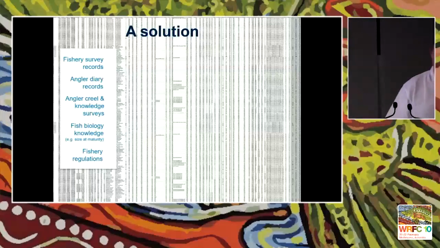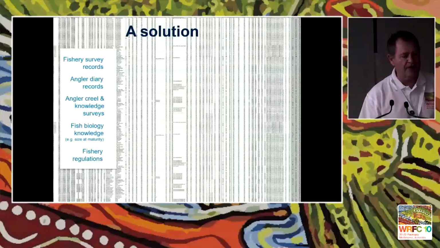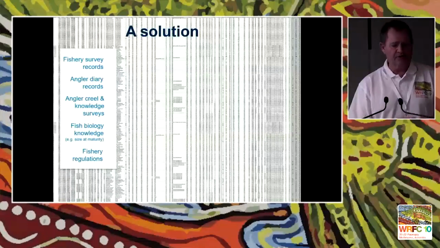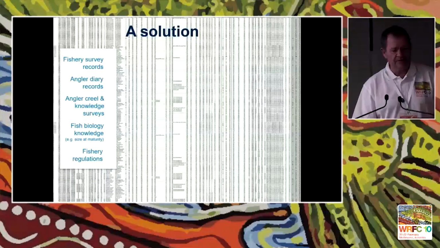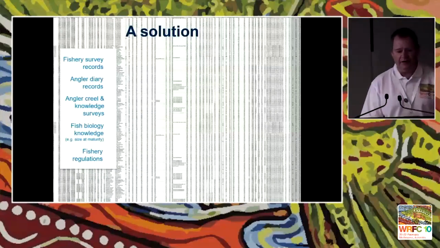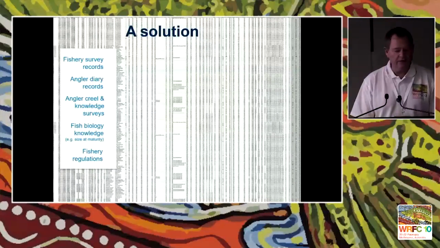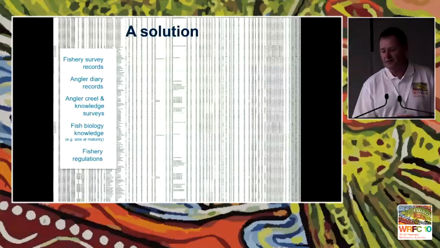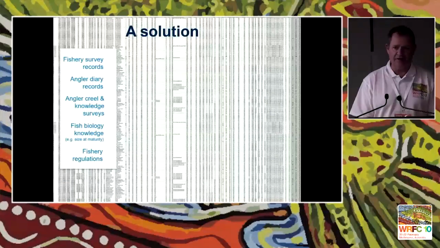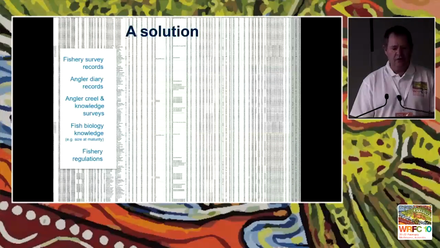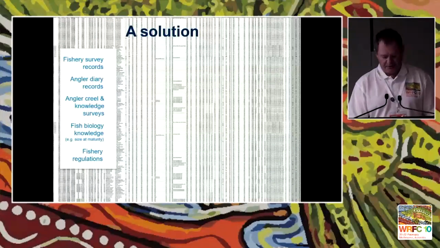So all this information, when I talk about that, we're talking about information coming from different sources, whether it's dedicated fishery independent surveys, angler diary records, creel surveys, even just knowledge from anglers, and information about the general biology of the fish that we're looking at. A good example of that is how big they are when they're reaching maturity. And of course the regulations that we apply to those fisheries.